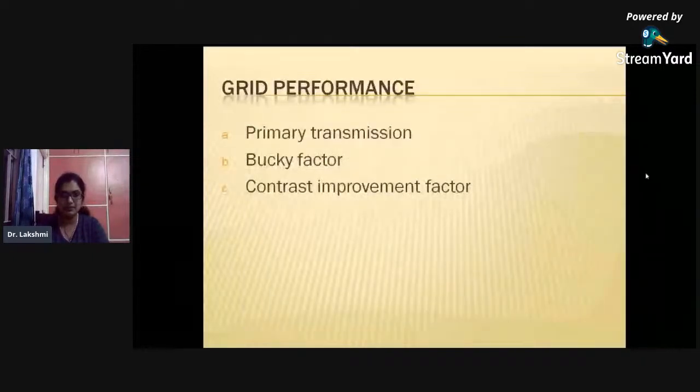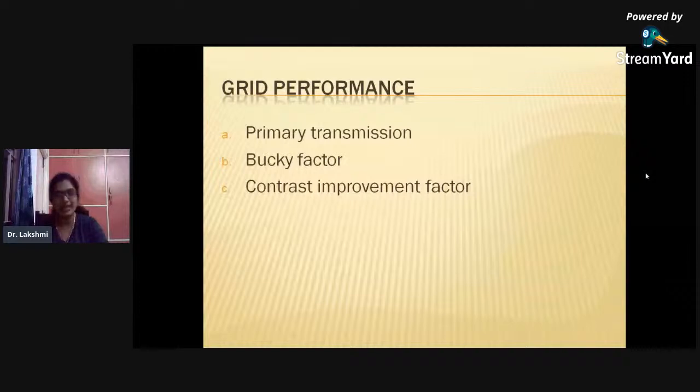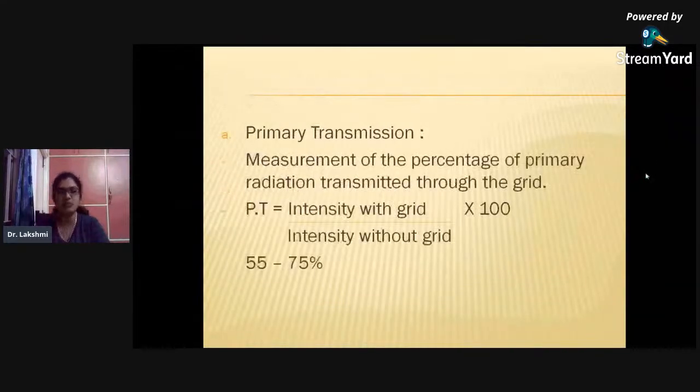Coming to grid performance. What is grid performance? Primary transmission, Bucky factor, and contrast improvement factor. Any grid performance is analyzed by these three things. One is primary transmission. Primary transmission means the measurement of the percentage of primary radiation transmitted through the grid. So primary transmission is calculated like this: PT is equal to intensity with grid divided by intensity without grid, times 100. This is usually 55 to 75%.